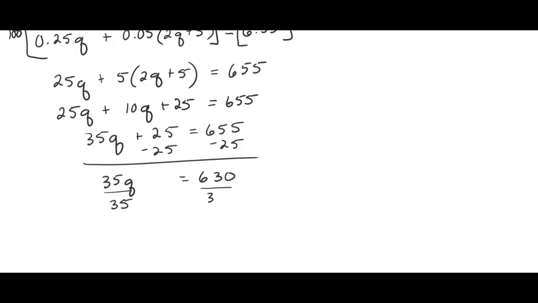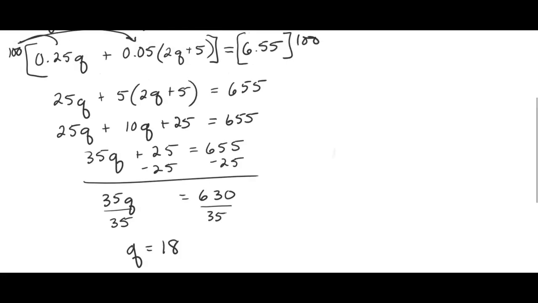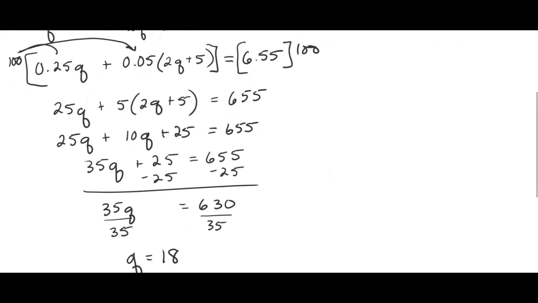And I don't like the looks of this, but here's some good news. I can't have part of a quarter. I've got to have either a whole quarter or not a whole quarter. So my answer has to come out to be a whole number. So let's just see. Pull out my calculator here. 630 divided by 35, 18. So he has 18 quarters. That's what that means. And it did come out to be a whole number. It had to. Otherwise, we would have made a mistake somewhere or a typo in the problem or something. Okay, so he has 18 quarters.